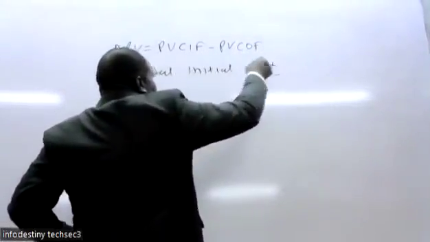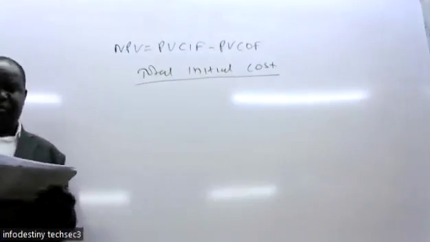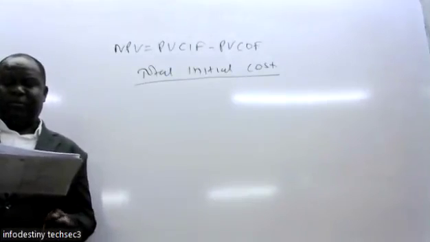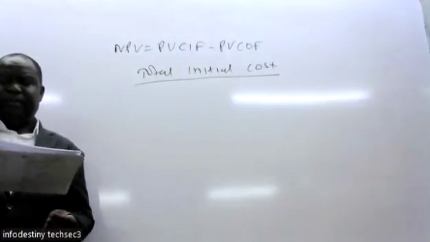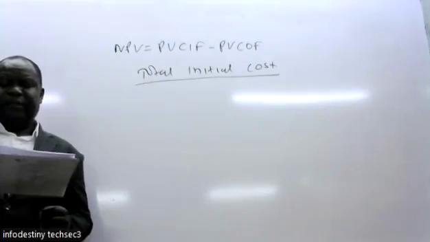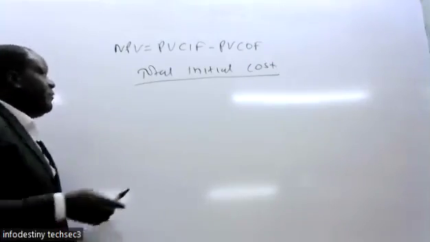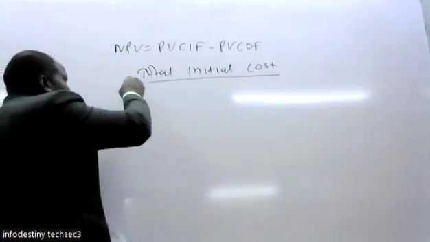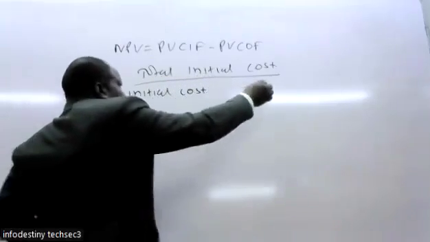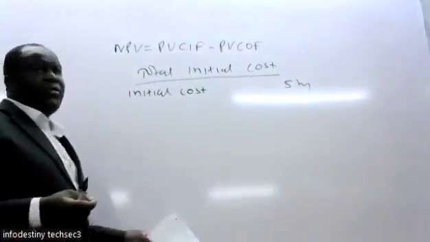So total initial cost, we start with the initial cost of the asset. You can see they say the purchase of the machine for its manufacturing process at a cost of how much? 5 million. We start with the initial cost of 5 million.